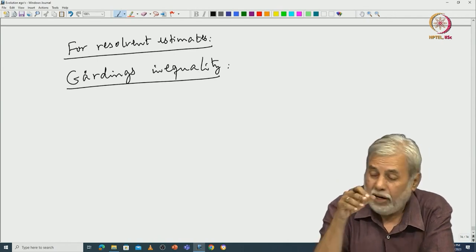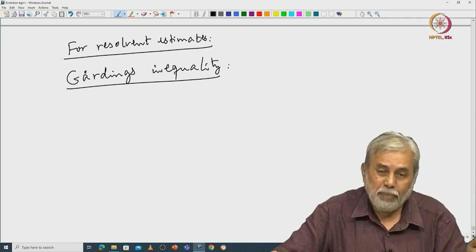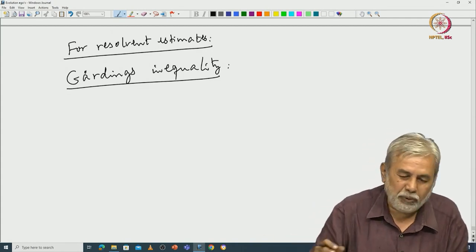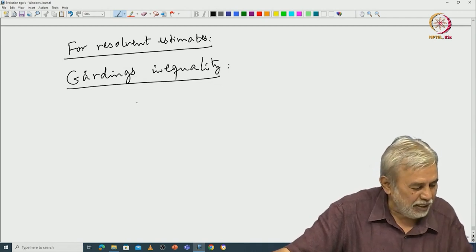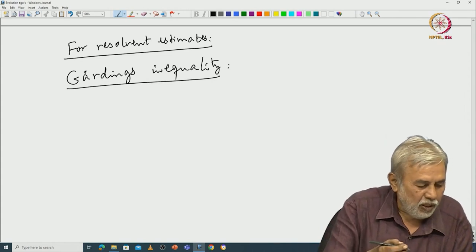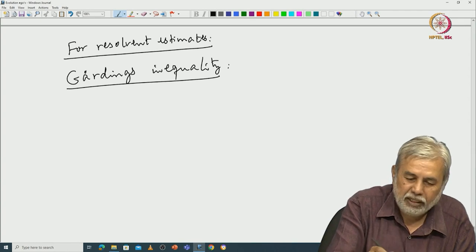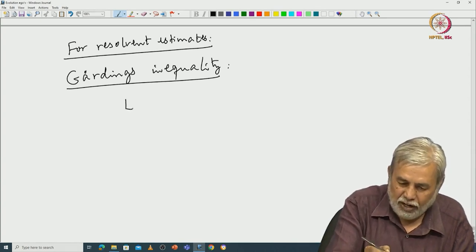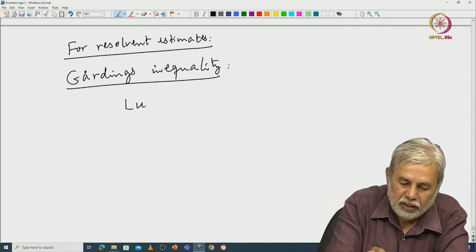So, all the inequalities you study, they are important in applications within PDE. Okay, you need not even go outside PDE. So, within PDE. So, let me just state this one for second order operator. So, this is kind of, you see already dissipativity here.